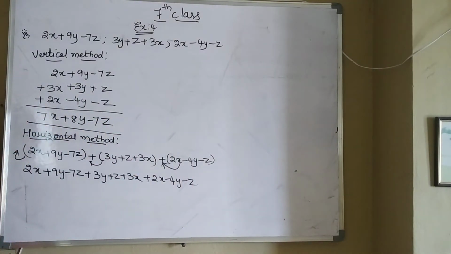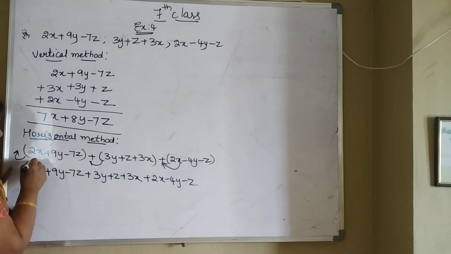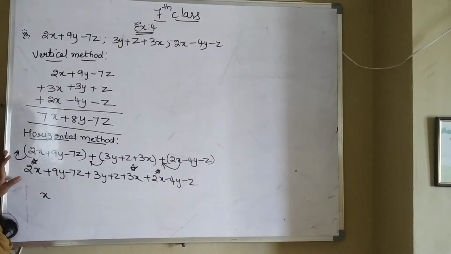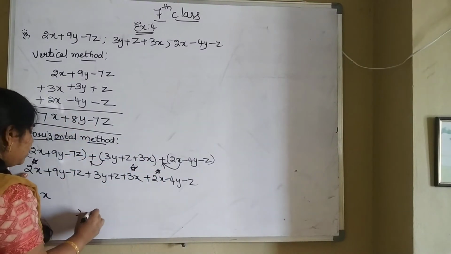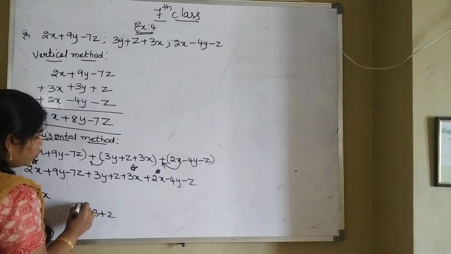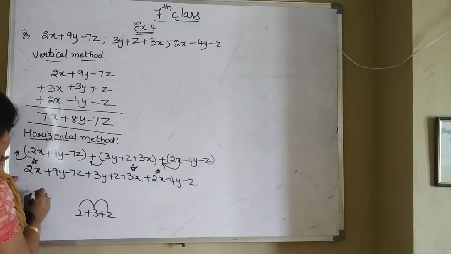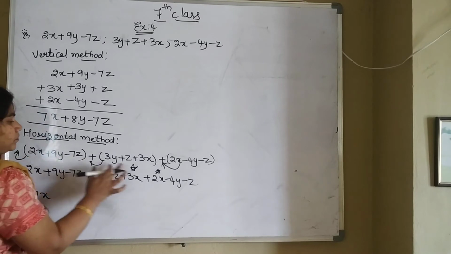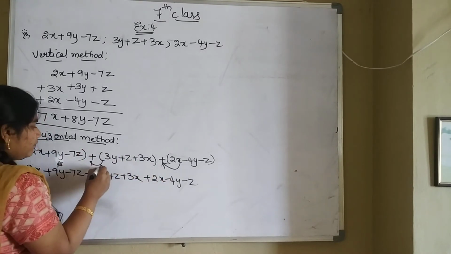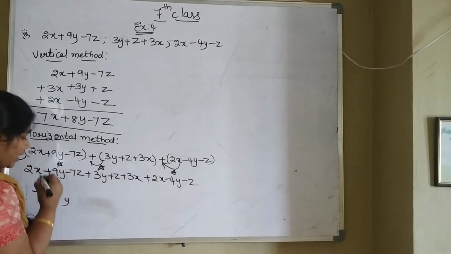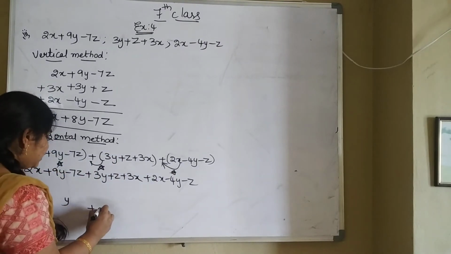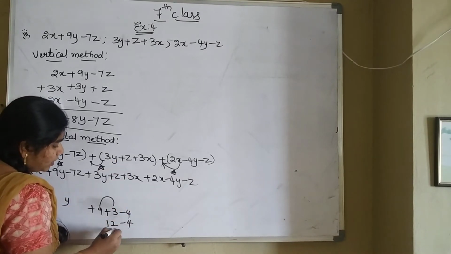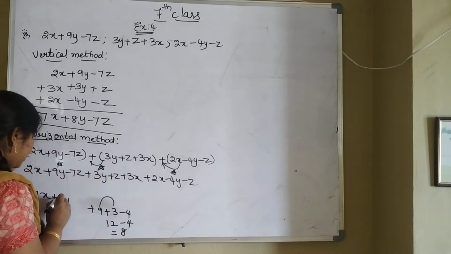Now, like terms we have to see. First x terms. Where are the x terms? x, x, x. So write the x term. Now see the coefficients. 2 plus 3 plus 2. 2 plus 3 is 5. 5 plus 2 is 7. So you got 7x here. Next, which terms? y terms you take. So y, y, y. So I am writing y here. What are the coefficients? Plus 9, plus 3, minus 4. So 9 plus 3 is 12. 12 minus 4 will be 8. So you got plus 8 here.